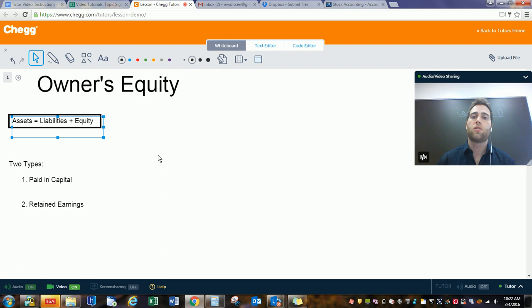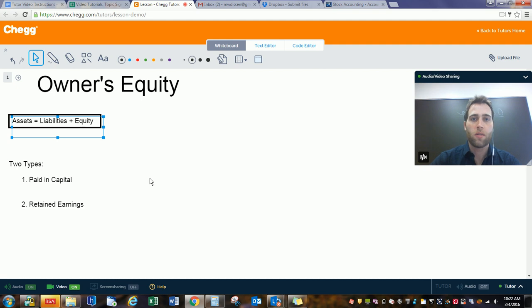There's actually two ways that a company can get equity. One is paid in capital. For instance, say you start a company brand new and you give $5,000 to that company. You don't expect it back. You're just giving that money to the company so you can get started. That's going to be owner's equity, $5,000 in owner's equity. It's going to be cash, $5,000, and equity, $5,000. That belongs to the company. It gets to keep it and doesn't owe it back.